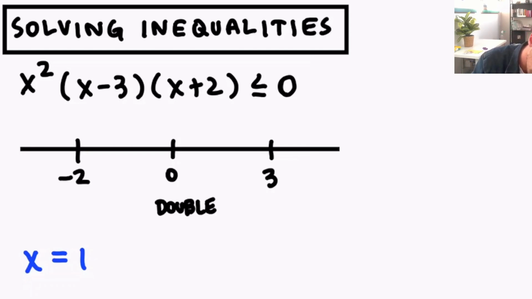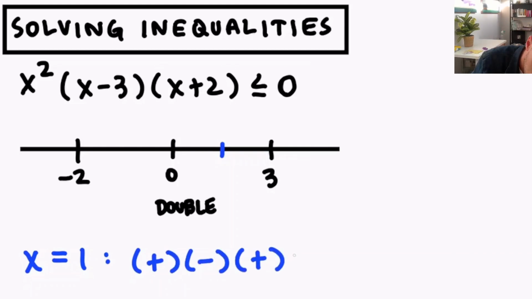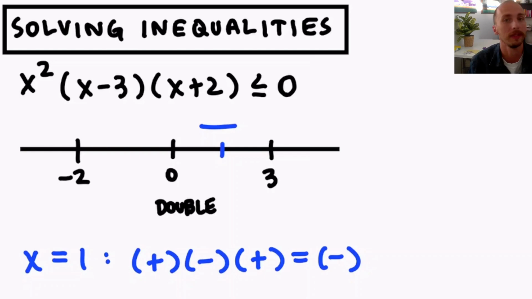Okay, at x equals 1, I'm going to choose that point right here. I've got x squared is a positive number. 1 minus 3 is a negative number, and 1 plus 2 is a positive number, so I'm ending up with a negative product. So I'm going to write in negative there. Well, x equals 3 is a single root, and I am going to see a sign change at a single root, so it's going to change from negative to positive there.